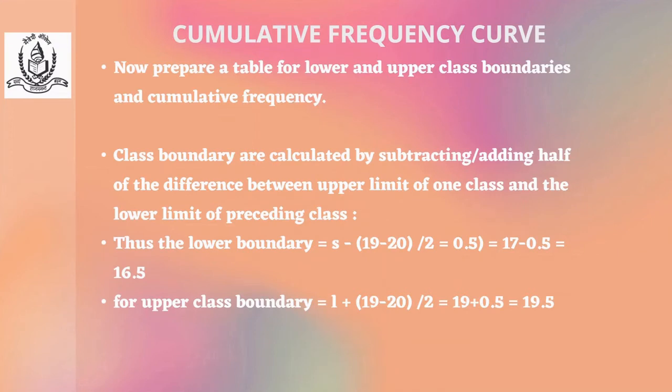We will prepare a table for the lower and upper class boundaries and then calculate the cumulative frequency values. Class boundaries are calculated by subtracting or adding half the difference between the upper limit of one class and the lower limit of the following class. So here we will be calculating and establishing the lower boundary as 16.5 and the upper class boundary as 19.5. Let's see how this table will look.